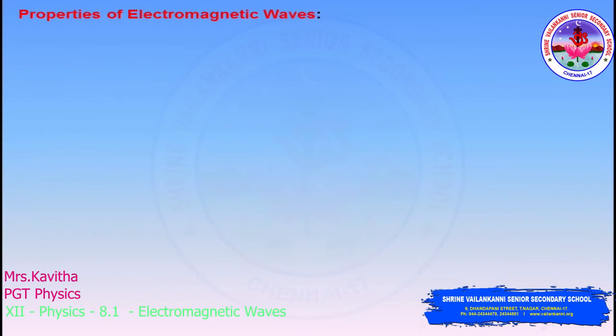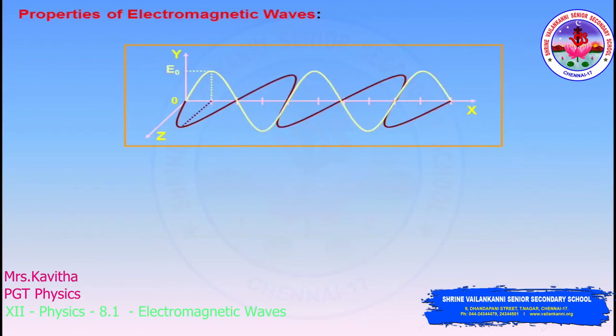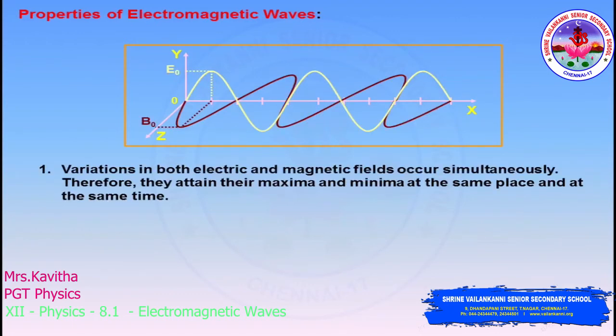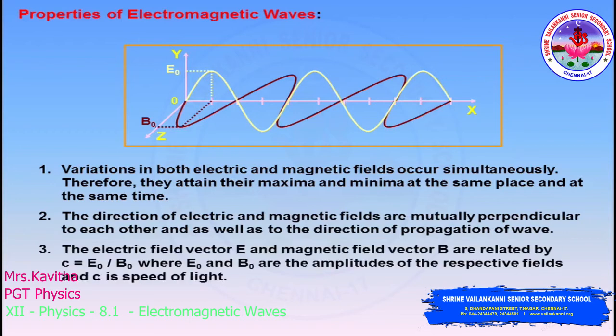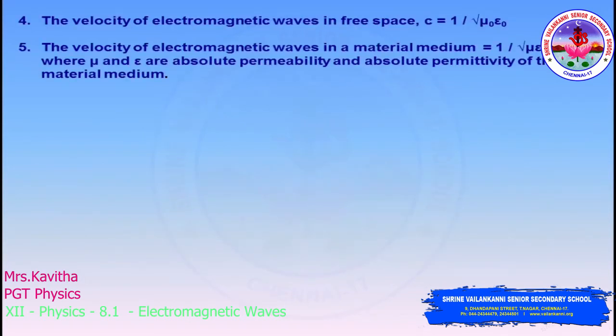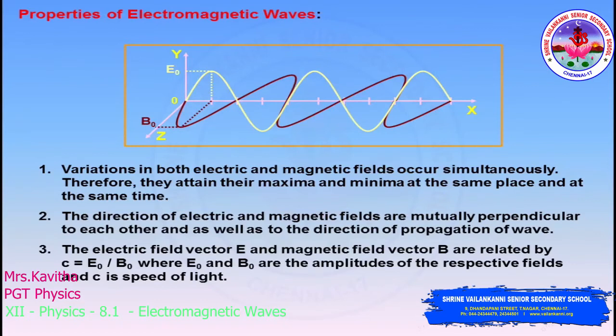So what are the properties of electromagnetic waves we can see? See the properties of electromagnetic waves, with the help of the diagrammatical explanation we have already seen. You can see the variations in both electric and magnetic fields occur simultaneously, so that they attain their maximum and minima at the same place at the same time. Through the diagrammatical expression you can understand that clearly.